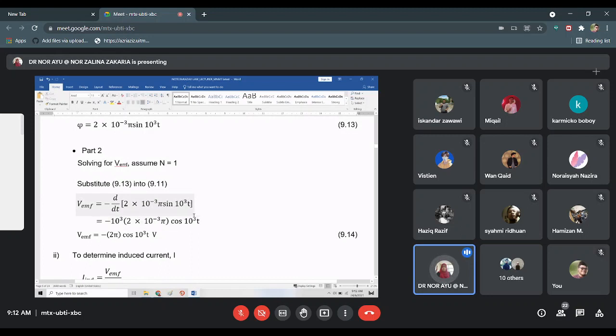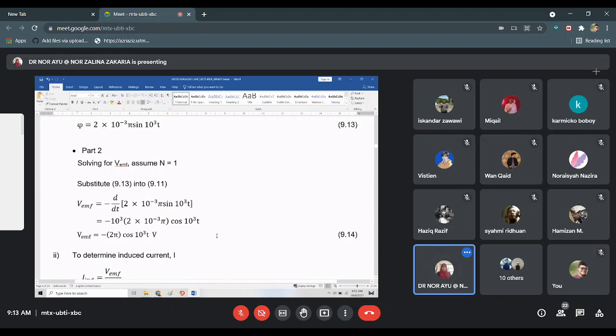So you differentiate it, and you will get negative 10 power of 3 times 2 times 10 power of negative 3 pi. And then this sin will become cos. When you differentiate it, sin will become cos, and your final answer will be negative 2 pi cos 10 power of 3 t, and the unit is volts.